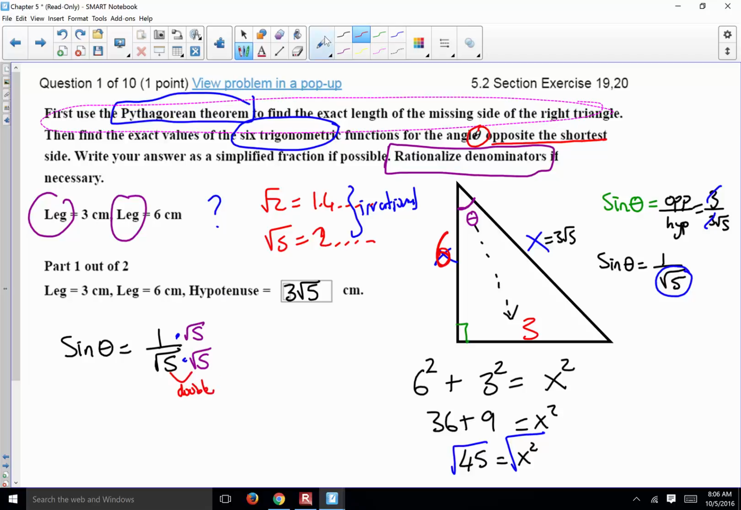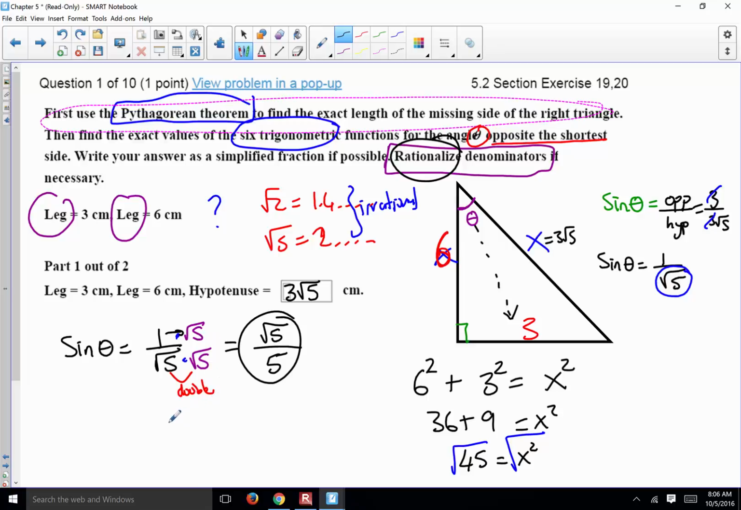Whenever you have a double square root with the same terms inside, they turn into no square root. What is 1 times root 5? It becomes root 5 over 5. So this is how you rationalize denominators. Basically you multiply by the same thing, top and bottom. That square root must be copied, cloned, and put on both sides, top and bottom.